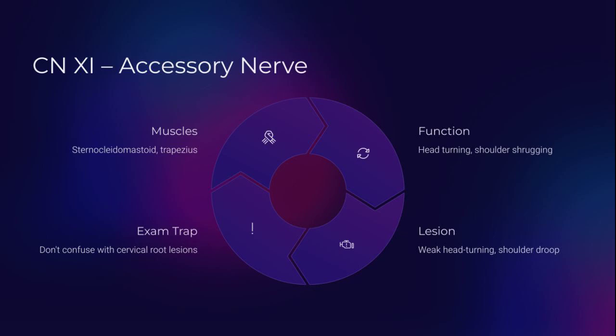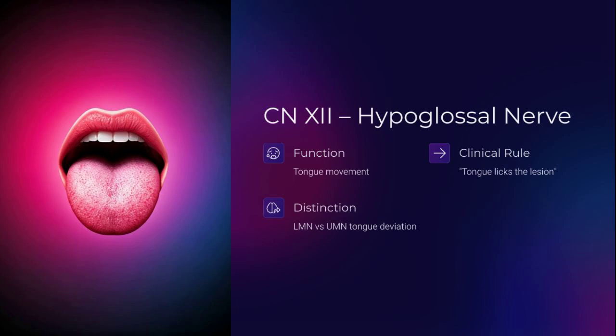Lesion causes shoulder droop, but watch out for traps. Many confuse this with cervical root injury. You won't. Tongue movement. Simple rule, tongue licks the lesion. LMN? Ipsilateral deviation. UMN? Contralateral. Repeat it till you can say it in your sleep.